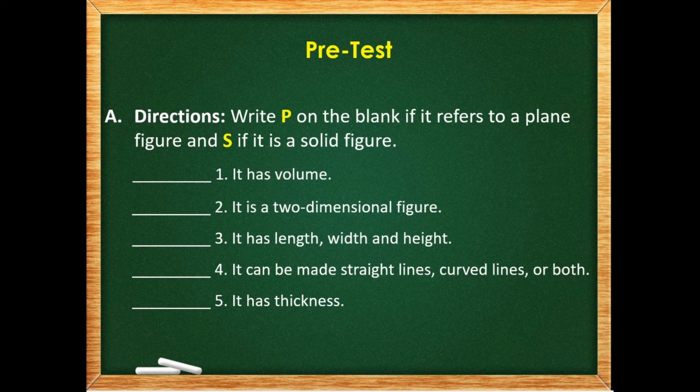Now if you are done, let us check if your answers are correct. For number 1, it has a volume. Correct answer is letter S. It is a solid figure. Number 2, it is a two-dimensional figure. Correct answer is letter P, plane figure. For number 3, it has length, width, and height. Correct answer is letter S. It is a solid figure.